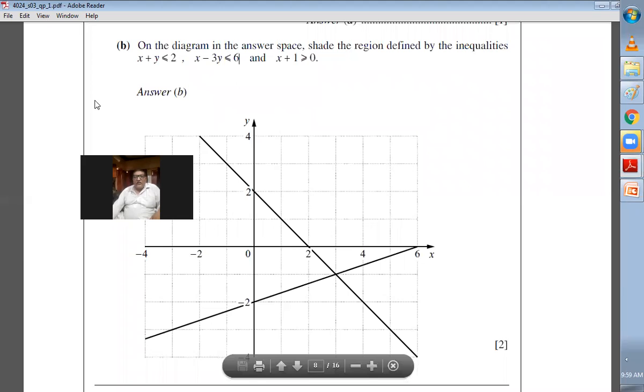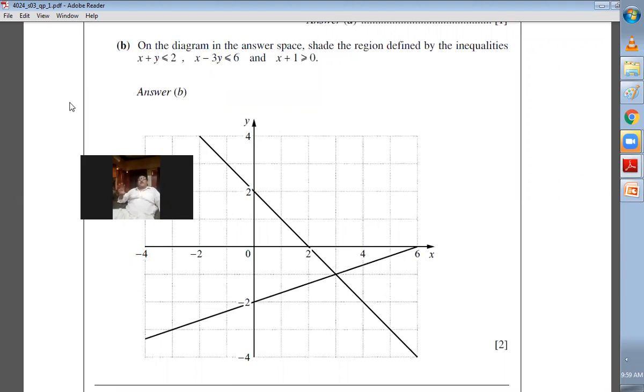Try to just get how I do this. The first equation is x plus y less than or equal to 2. So y will be equal to minus x plus 2 if I take x to the other side. So it will be y is less than minus x plus 2. So this is the equation whose y-intercept will be 2 and the slope will be minus 1.